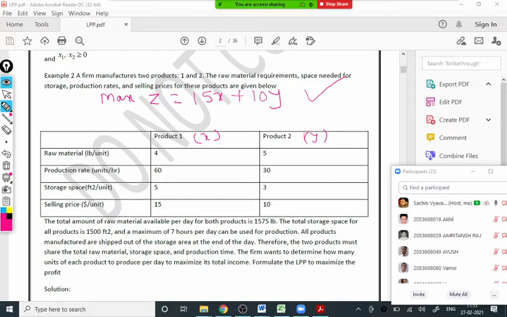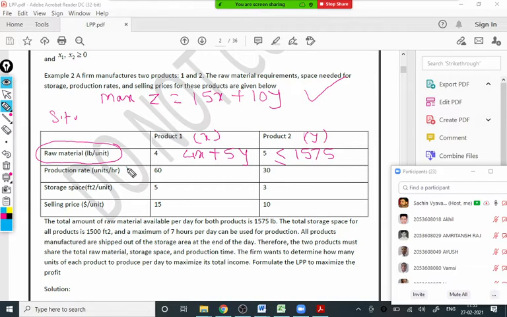Now, subject to, we have conditions on each of the things, like a condition on raw material. 4x plus 5y should be less than or equal to 1575. Okay, so this is the first condition. The maximum raw material available is 1575 lb, so 4x plus 5y is less than or equal to that. So we got the first constraint.